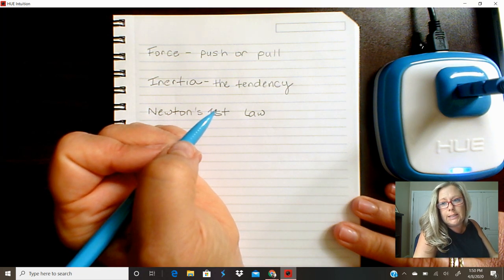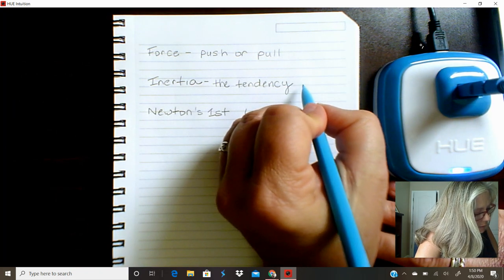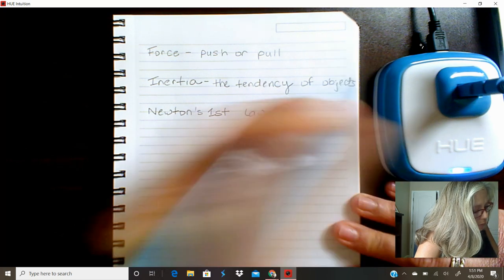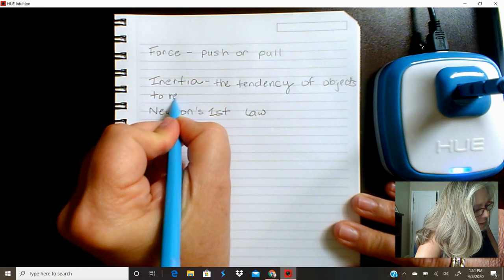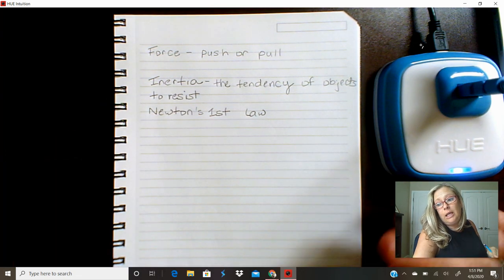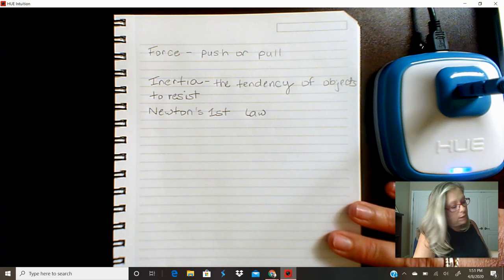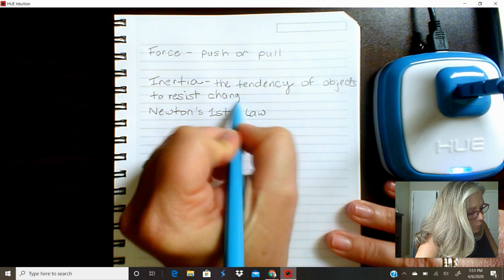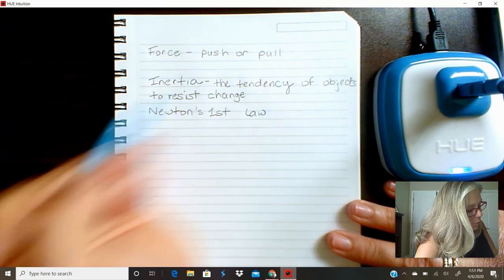So the tendency of objects to resist change. Now, resist means to say no. So if I'm resisting, I'm like, no, not going to happen. So an object like a soccer ball that is just sitting somewhere is going to continue doing what it's already doing unless you apply a force. So the tendency of objects to resist change.